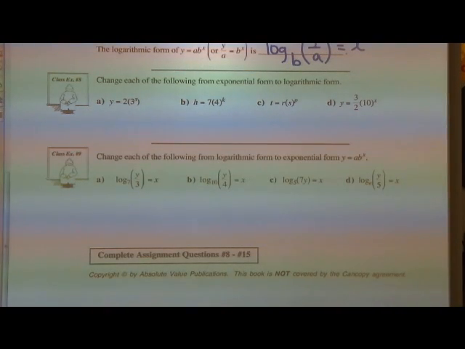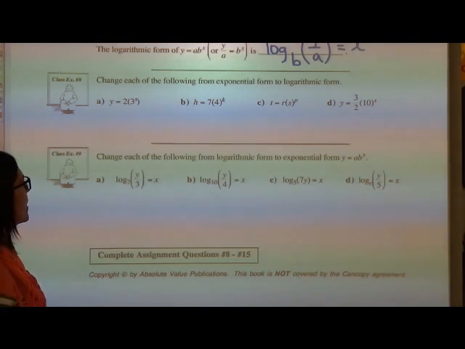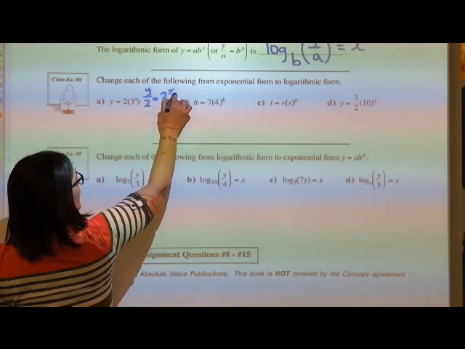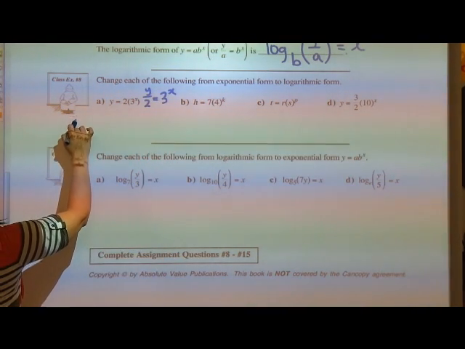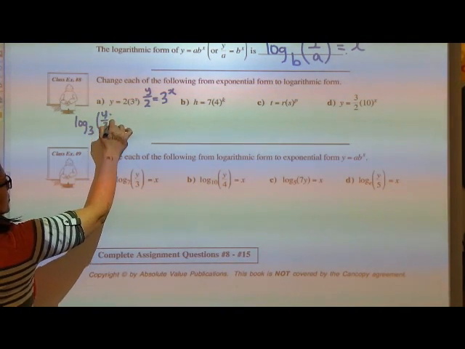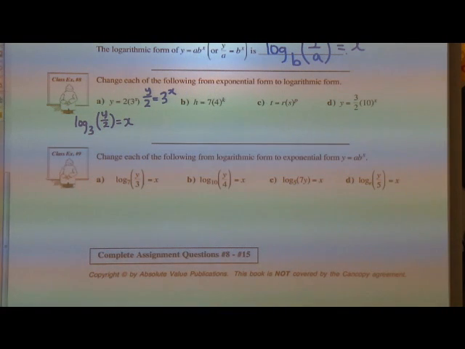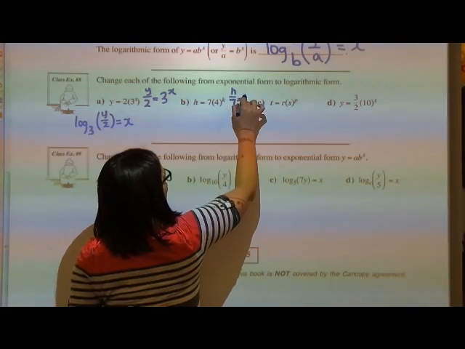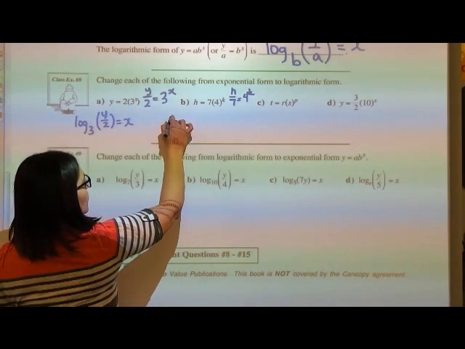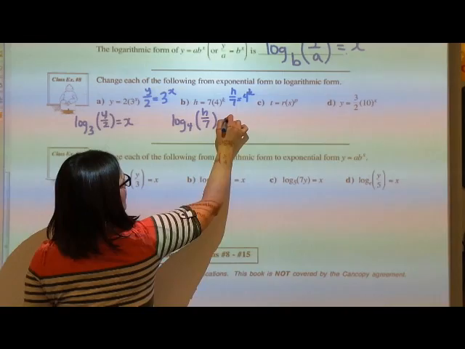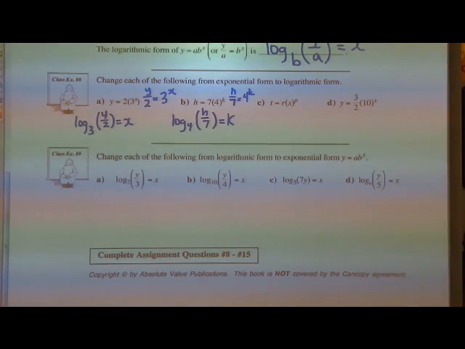So if we take a look at y equals 2 times 3 to the power of x, I would rewrite this as y over 2 equals 3 to the power of x. So as a log, I get log base 3 of y over 2 is now equal to x. The exponent becomes the eggs. For b, h over 7 equals 4 to the power of k, which means I would have log base 4 of h over 7 equals k.